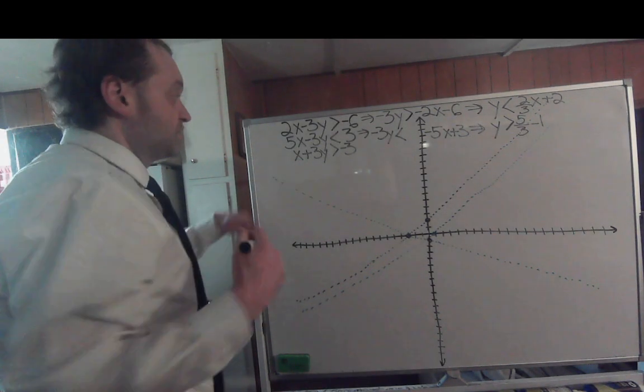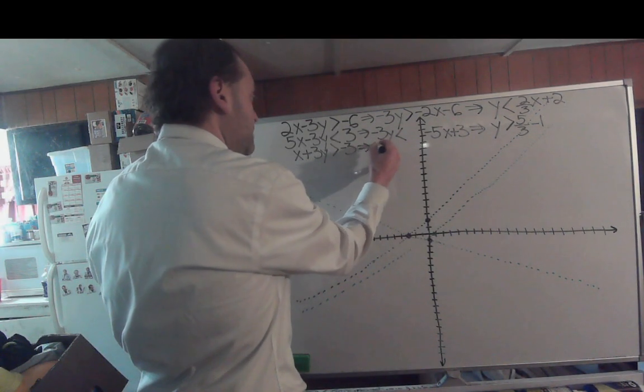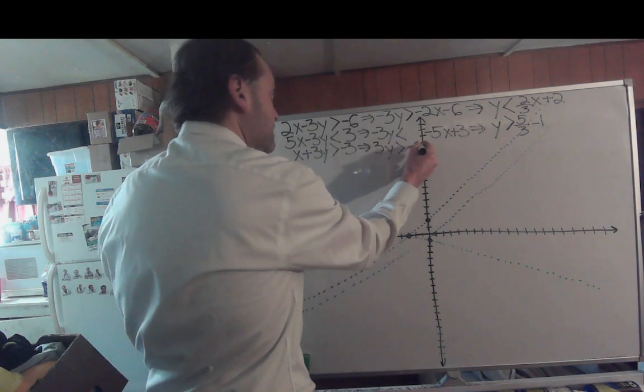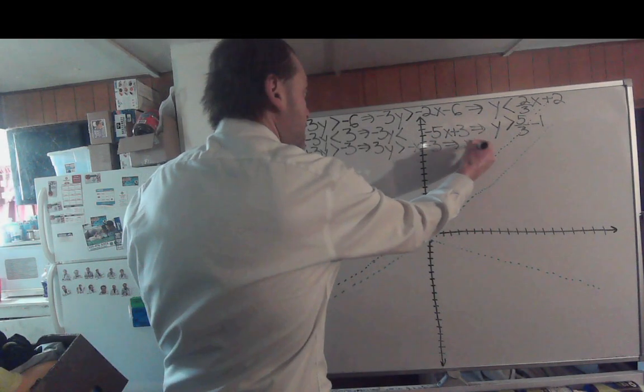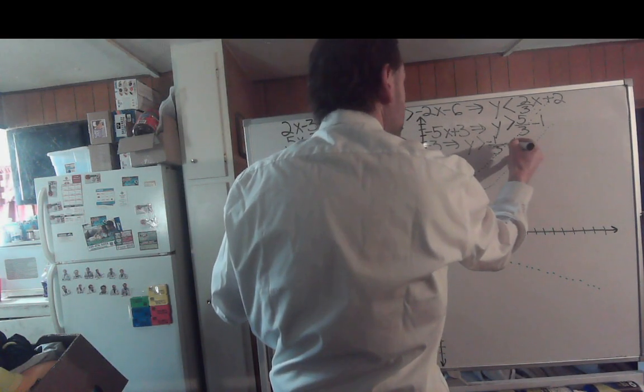And then of course, solve this inequality for y, you would get 3y is greater than negative x minus 3, which would turn into y is greater than negative 1/3 x minus 1.